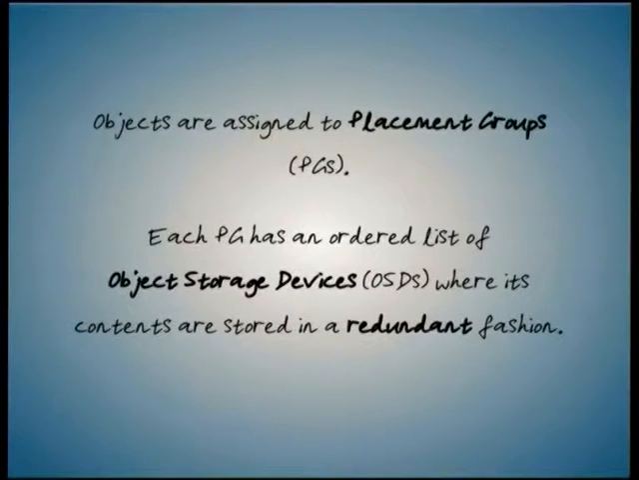Now, objects in RADOS are assigned to something that we conceptually refer to as placement groups, or PGs. And every PG, every placement group, has a list of object storage devices, or depending on whether you're reading the older or the newer documentation, object storage daemons, where the content of these PGs, so all the objects in a specific placement group, are stored in a redundant fashion. Now, why is this list of OSDs that each PG writes to and reads from ordered?